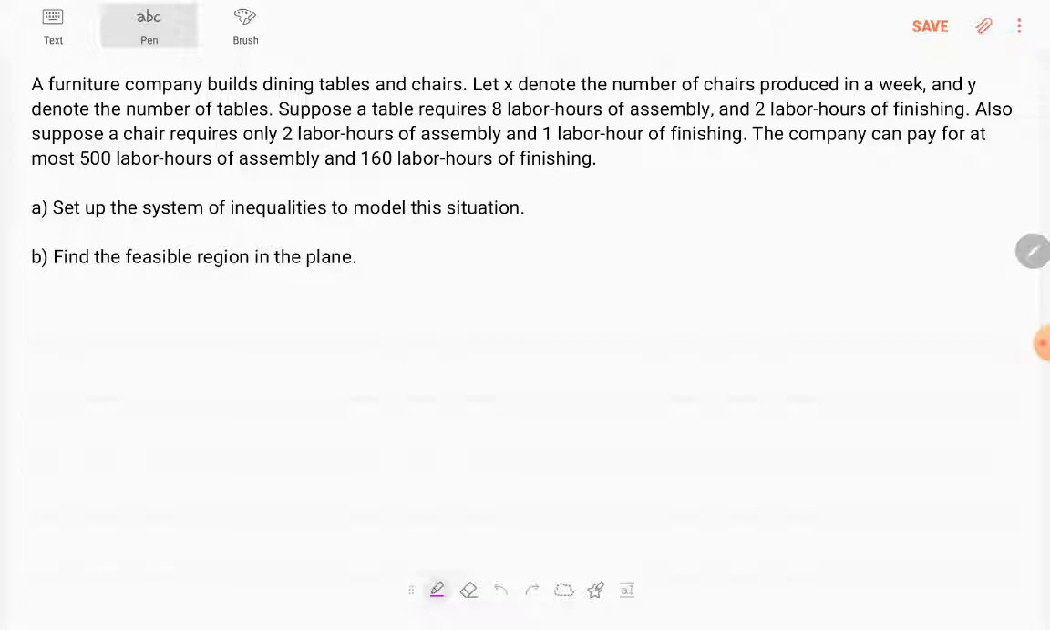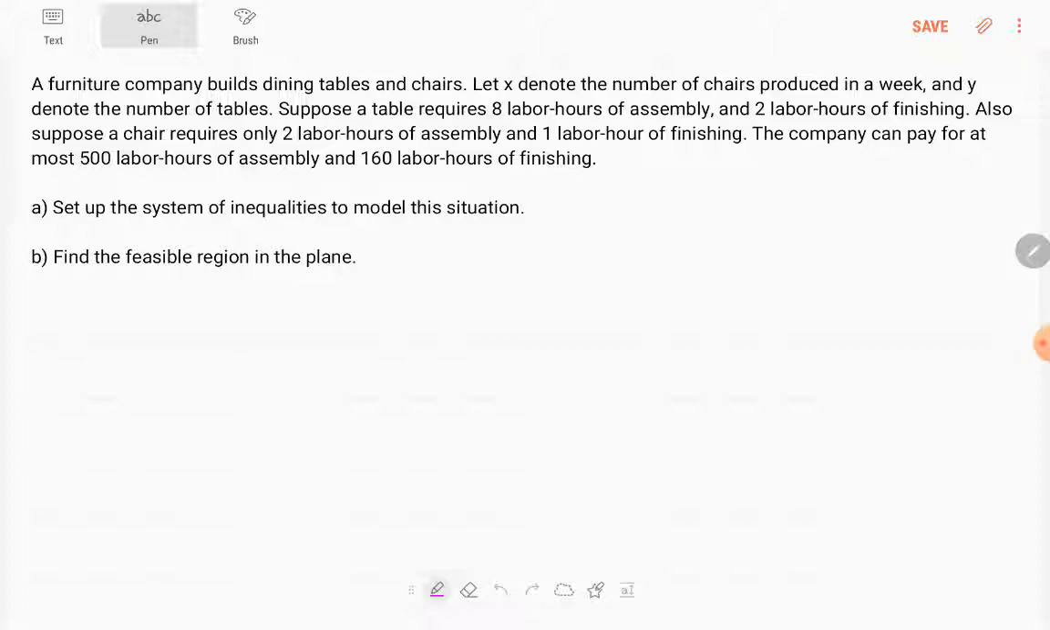Let X denote the number of chairs produced in a week, and Y denote the number of tables produced in a week. Suppose a table requires 8 labor hours of assembly and 2 labor hours of finishing. And also suppose a chair requires only 2 labor hours of assembly and 1 labor hour of finishing. The company can pay for at most 500 labor hours of assembly and 160 labor hours of finishing.